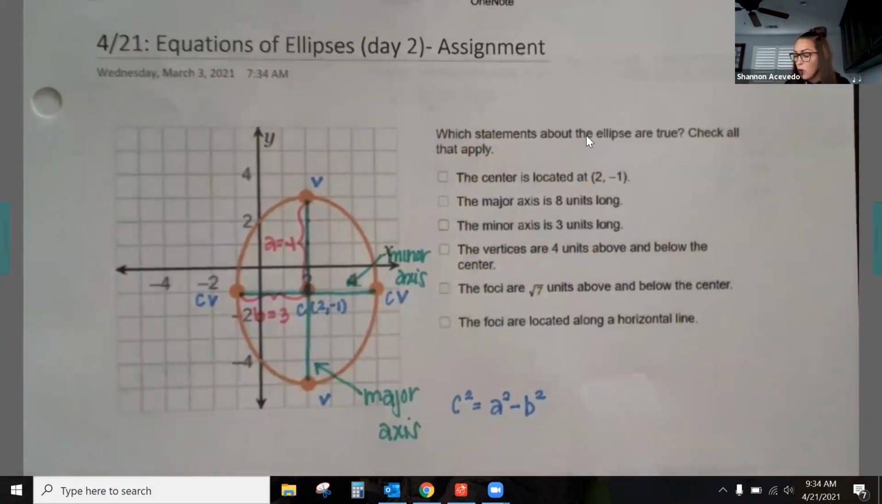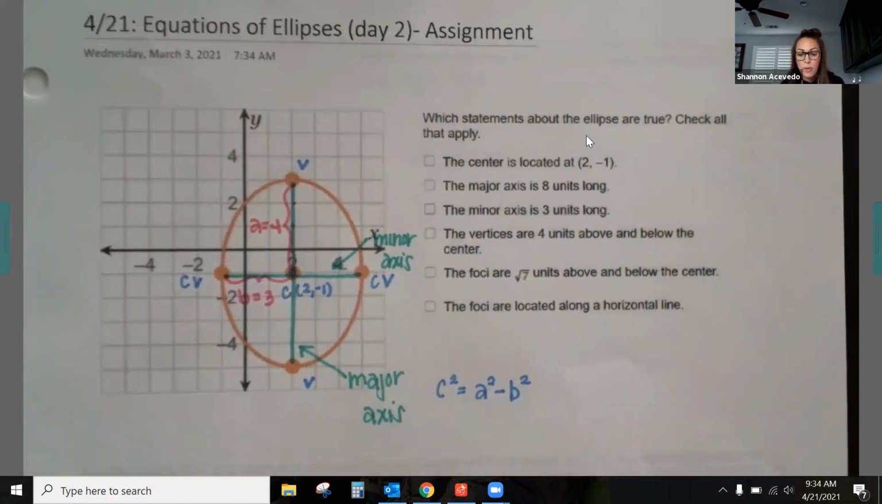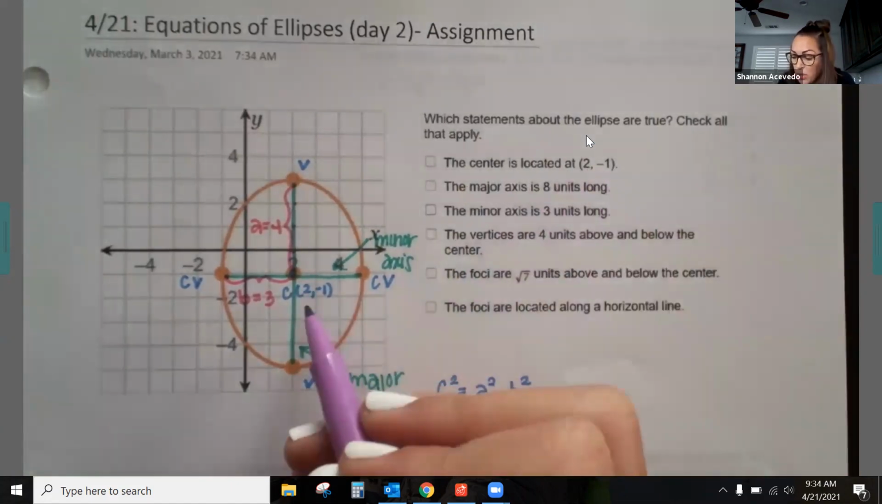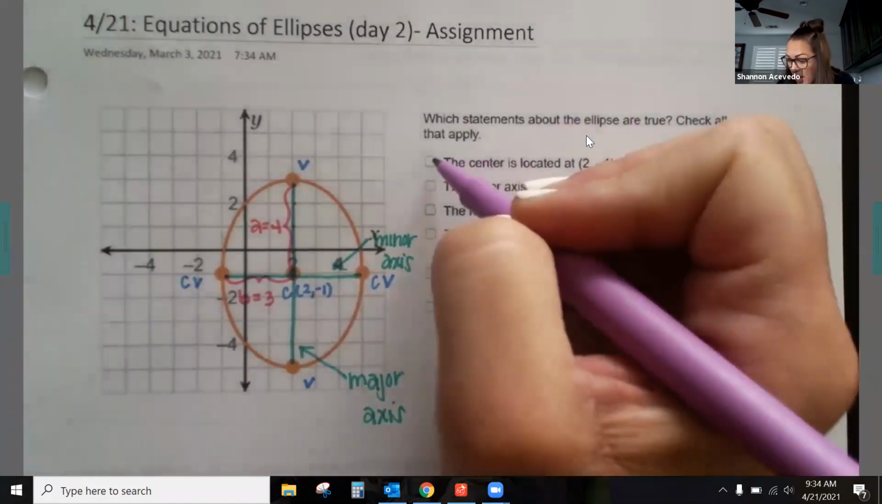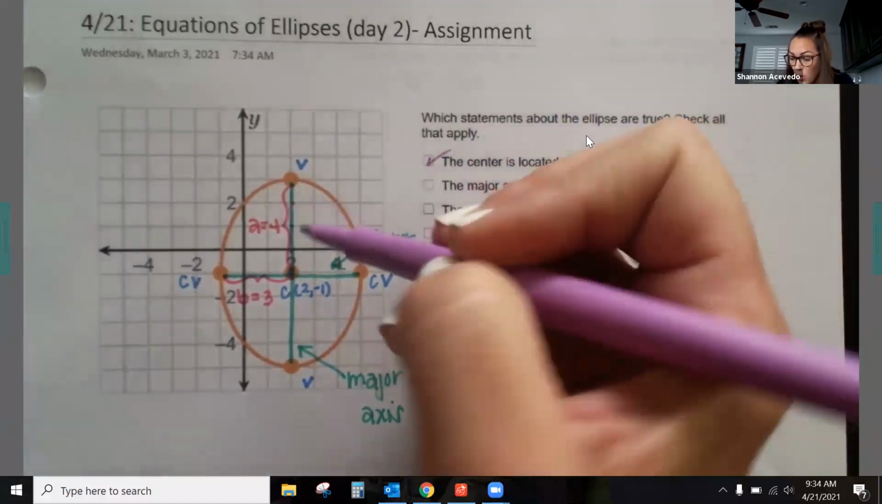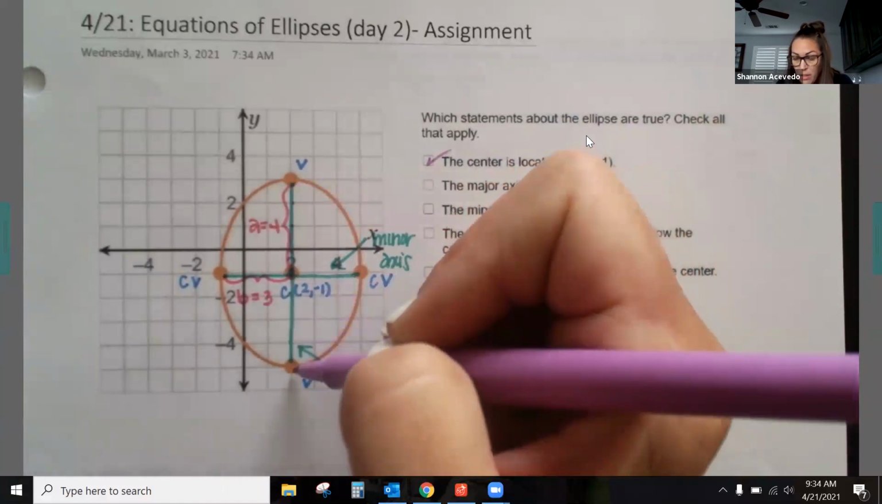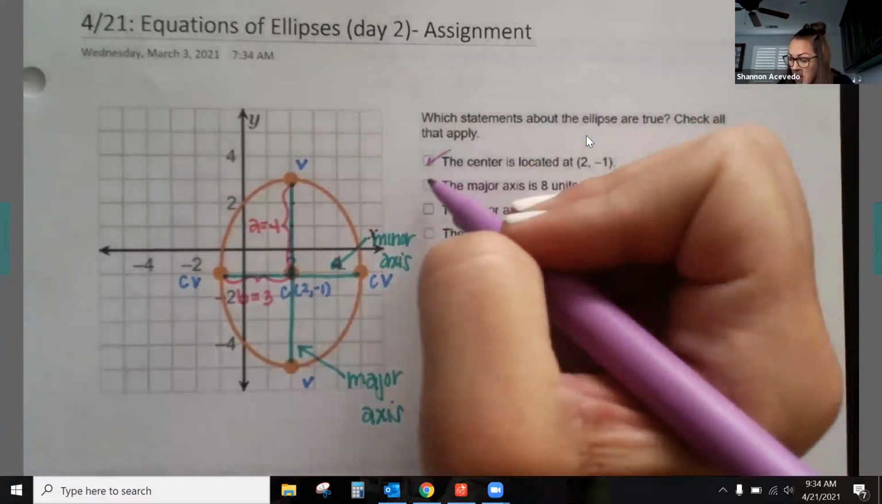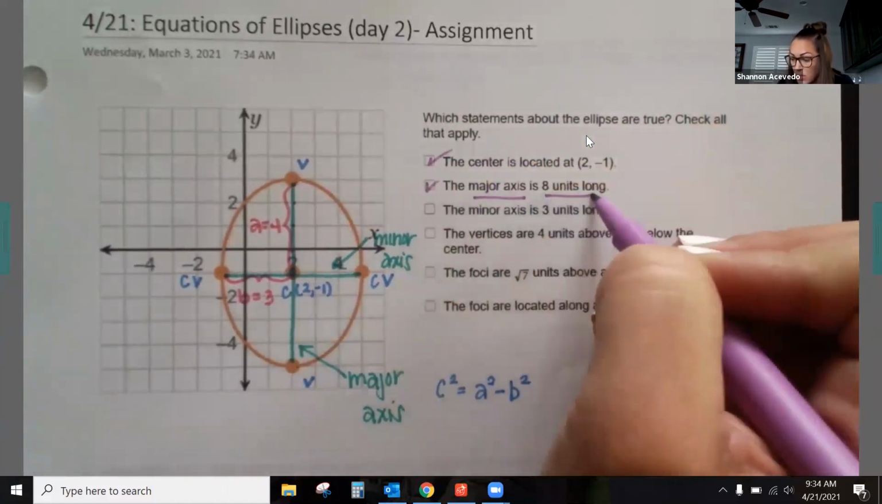So let's start reading through. What are some of the things they're talking about here? What is true? The first one says, the center is located at (2, -1). Yeah, we've already said that. The major axis is 8 units long. So it's 4 units plus another 4 units. That is true. The major axis is 8 units long.